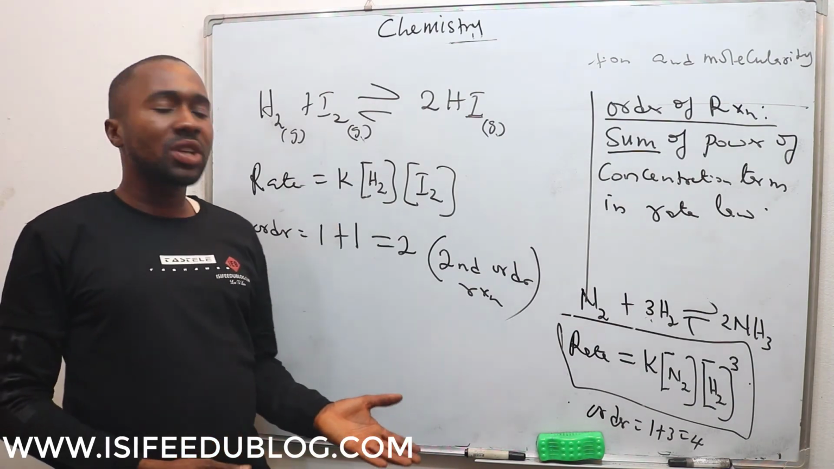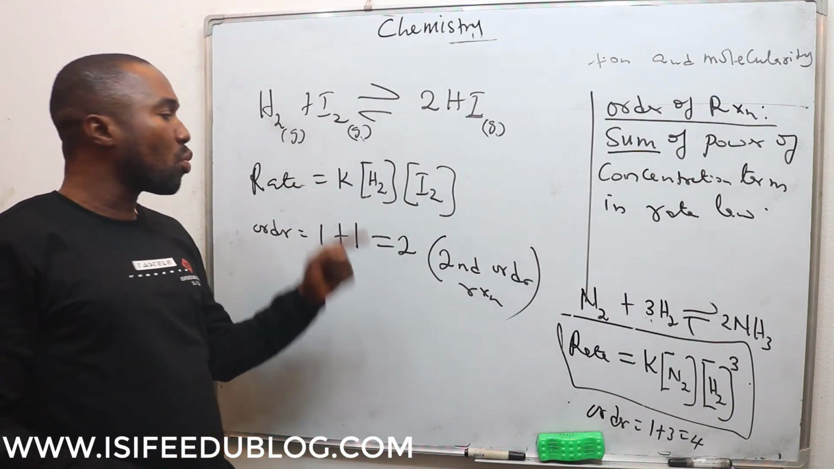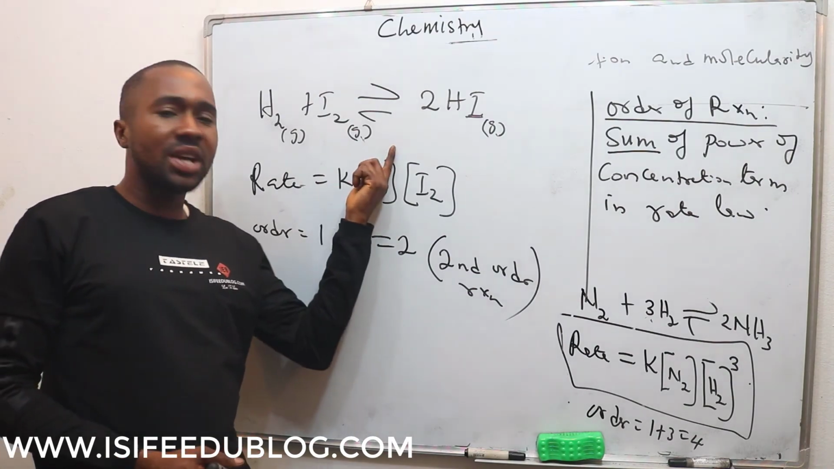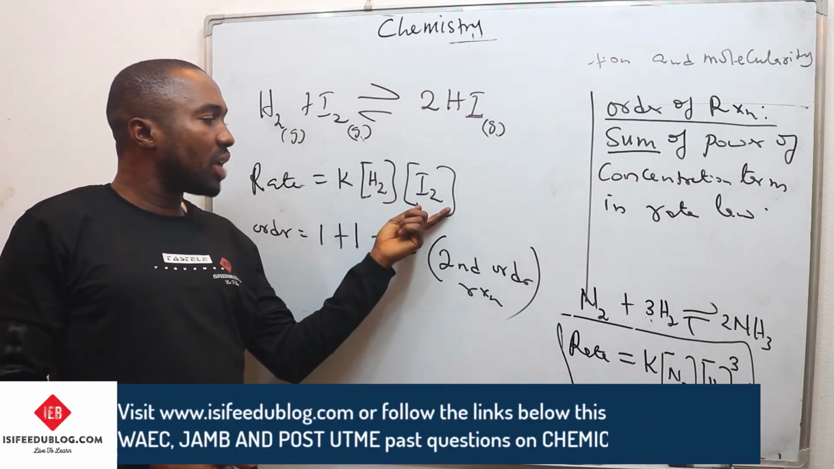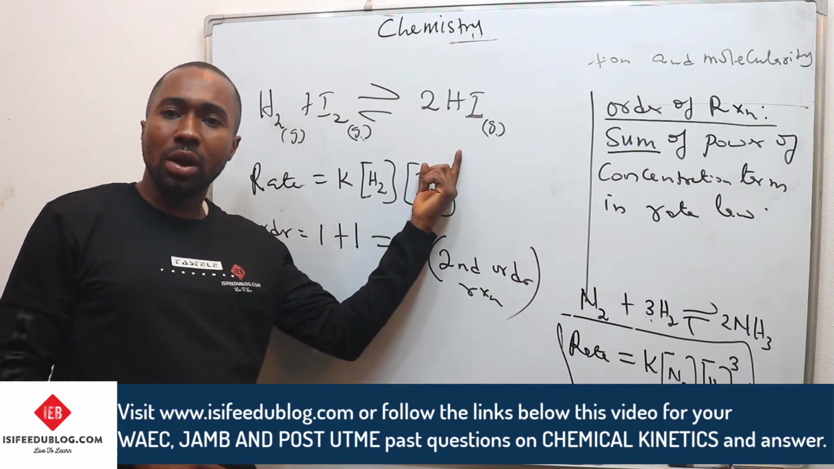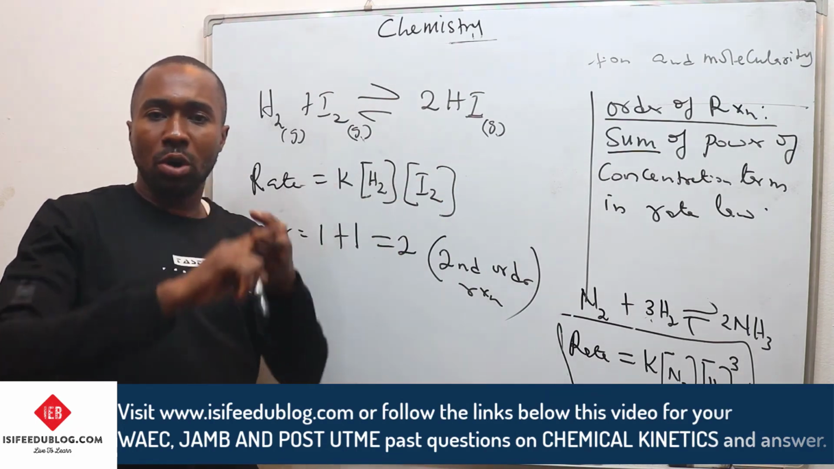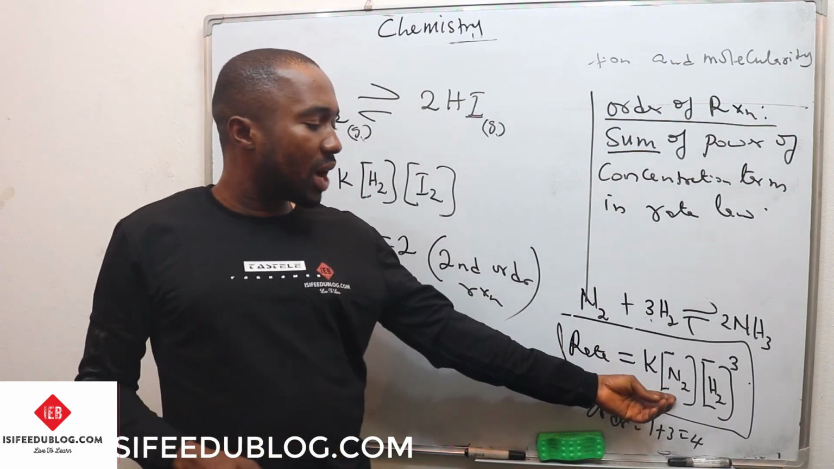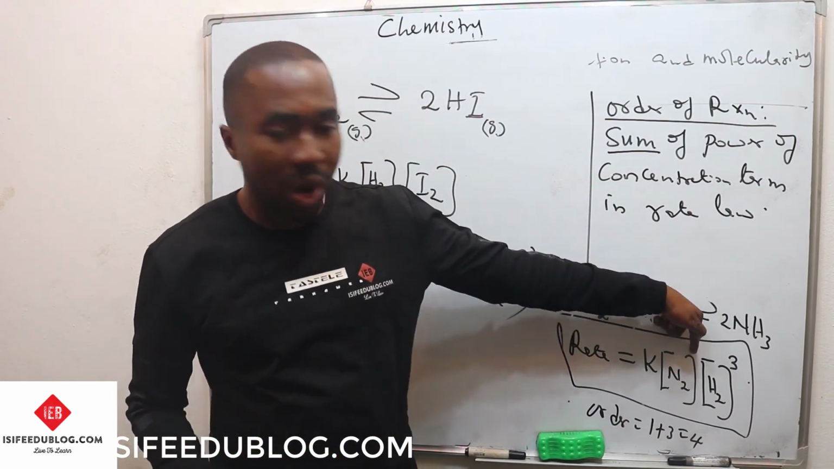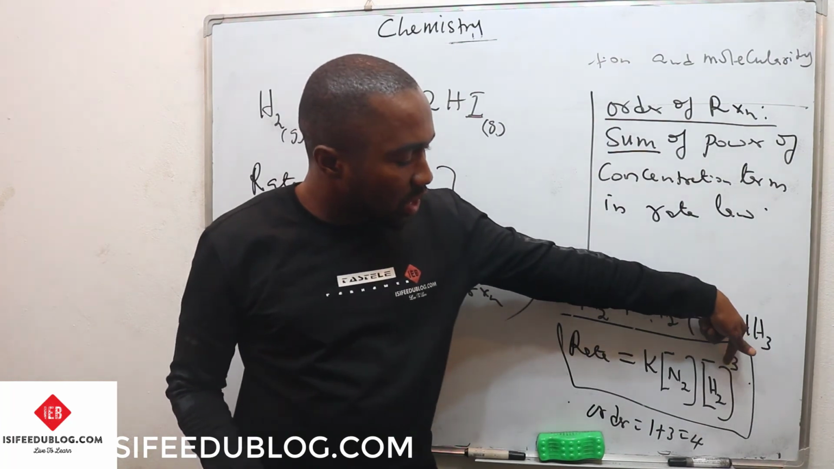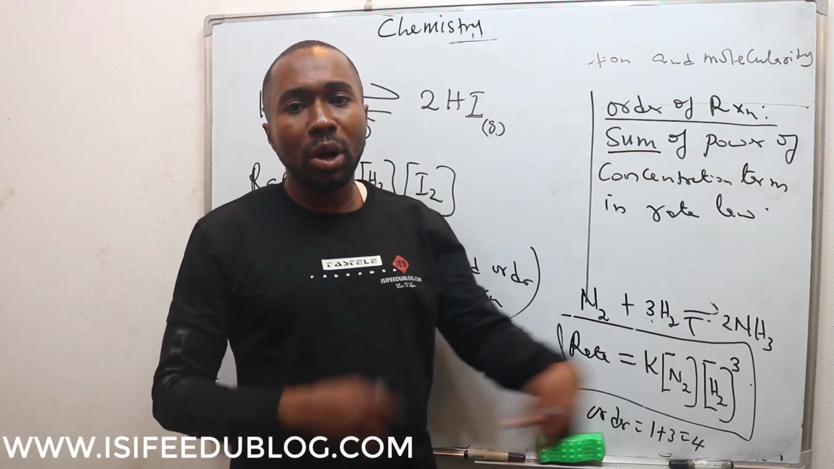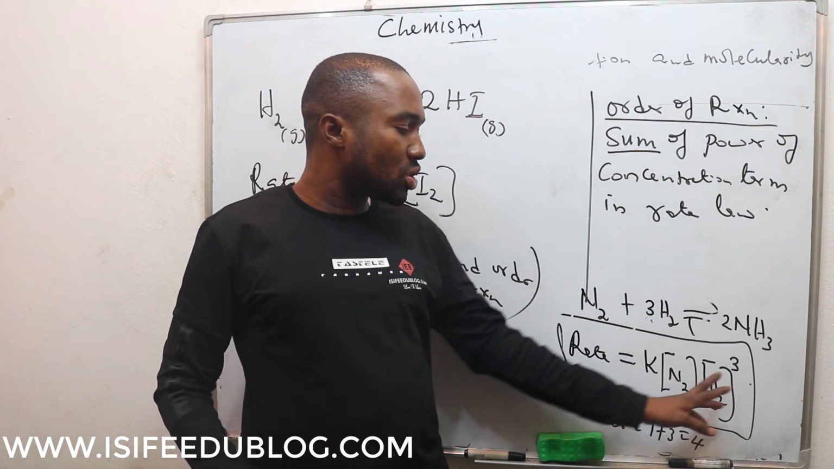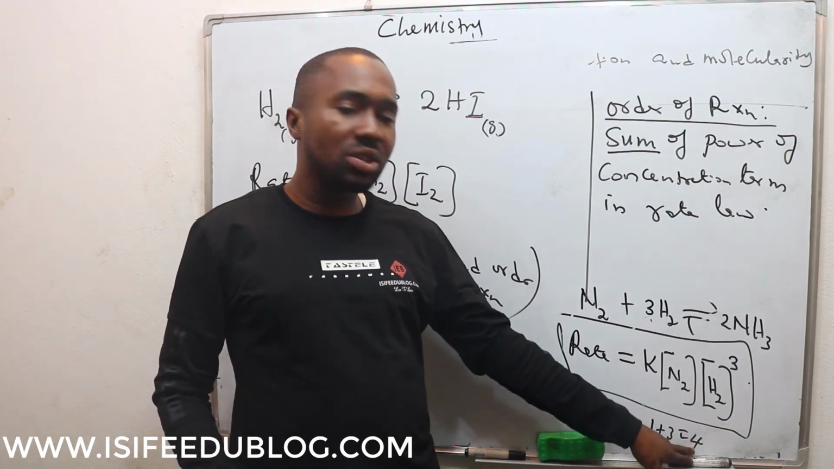But if the question says I should find the order of the reaction with respect to hydrogen, the order of the reaction with respect to hydrogen here is 1. The order of the reaction with respect to iodine is 1. But the overall is the sum of all of them. If you come to this place now, the order of the reaction with respect to nitrogen is 1. The order of the reaction with respect to hydrogen is 3. But the overall order is the summation of both nitrogen and hydrogen, which is what we have gotten here as well, 4.